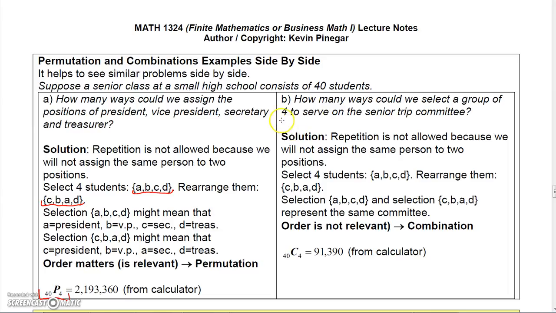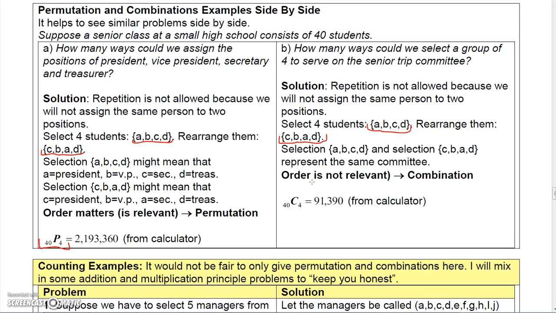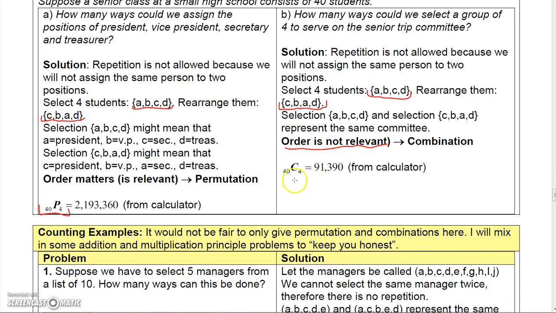Now, if I wanted to know how many ways we could select a group of 4-person committee, well, repetition is not allowed again, but if I choose these 4 people to be on the committee, if I rearrange them, is it not the same committee? Of course it is. It's the same committee. So therefore, order is not relevant. Therefore, this is a combination. And so you use the combination key on your calculator and do 40C4 and get 91,390.